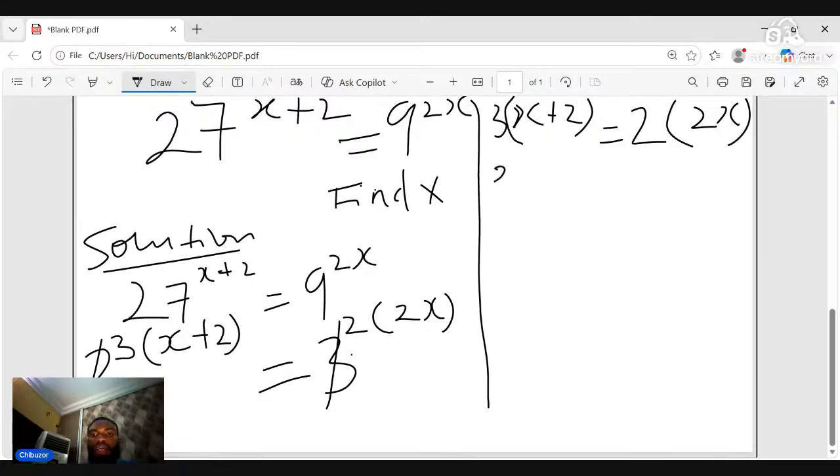So what do we do? We open the brackets. We say 3x plus 6. 3 times 2 is what? 6. 3 times x is 3x, and 3 times 2 is 6. So we say equal to 2 times 2x, which is what? 4x.